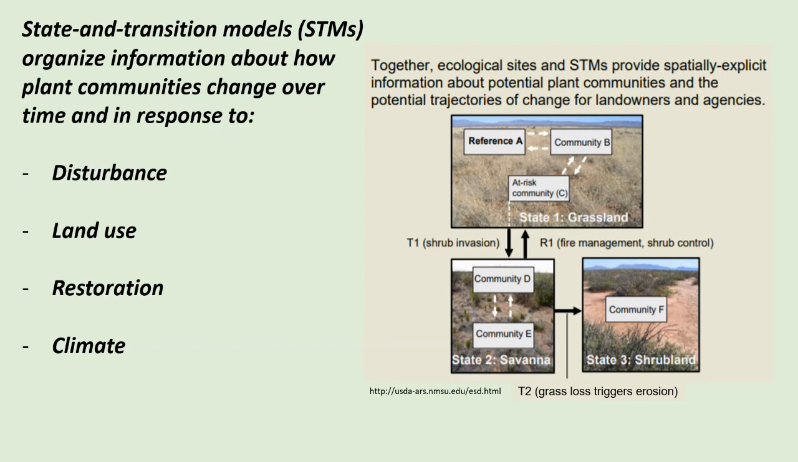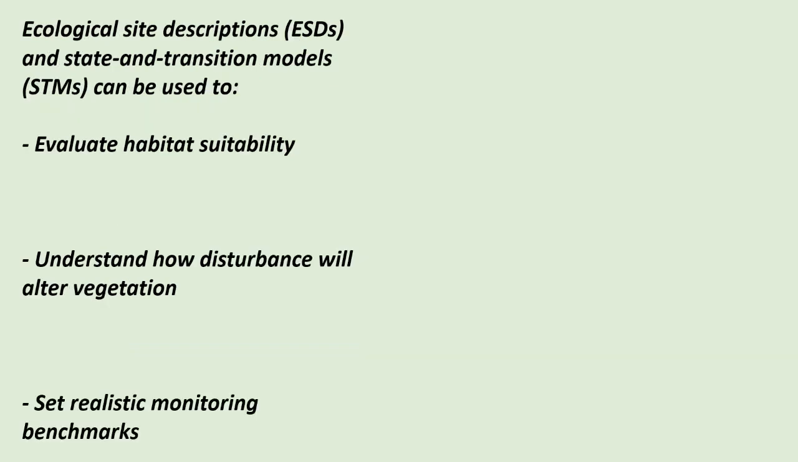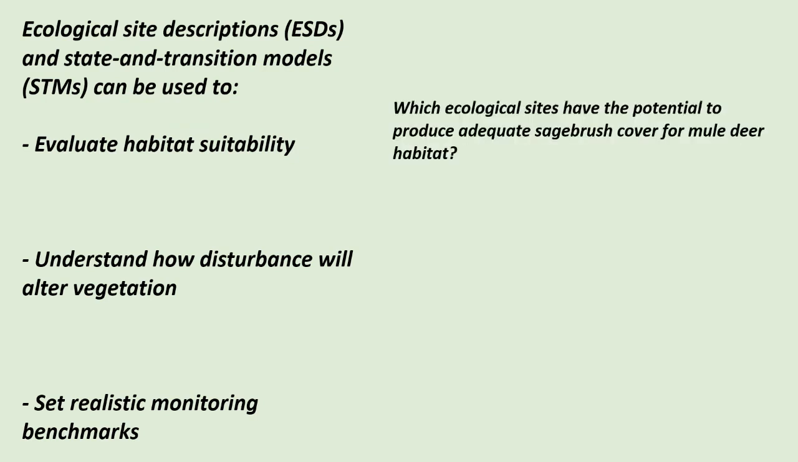So each ecological site has a unique state and transition model to describe the plant community dynamics. And having this information helps us monitor ecosystems and make educated management decisions. So ecological site descriptions, or ESDs, and state and transition models can be used, for example, to compare the suitability of different ecological sites and states for wildlife habitat.